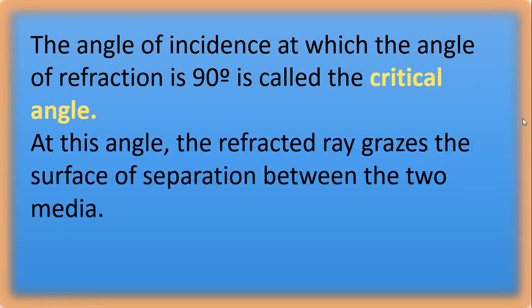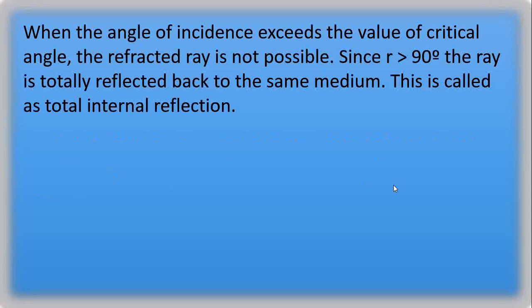At this angle, the refracted ray grazes the surface of separation between the two media. So at this particular angle only, the refracted ray spreads along the two media. When the angle of incidence exceeds the value of the critical angle, the refracted ray is not possible. That is, when angle i is greater than the critical angle, there is no refracted ray.